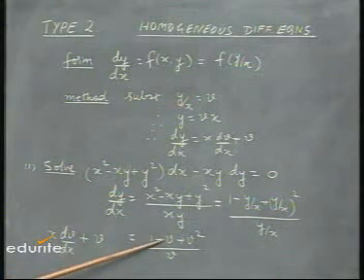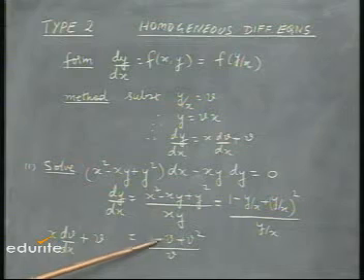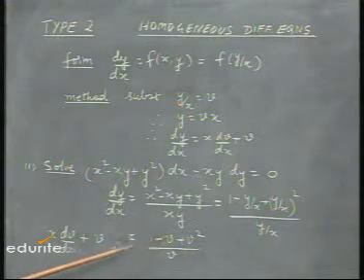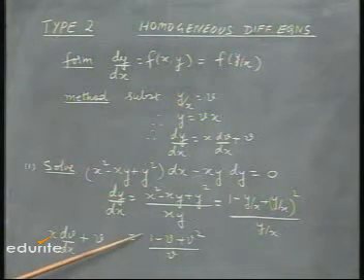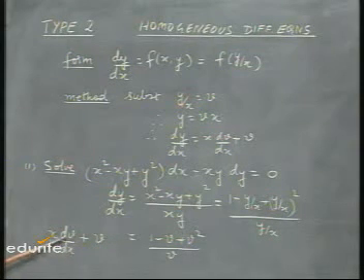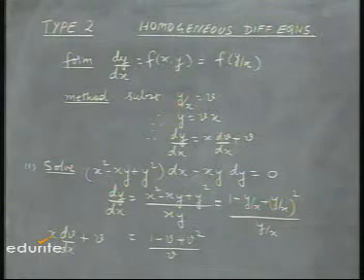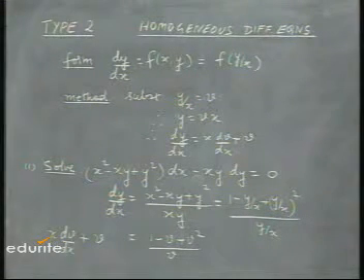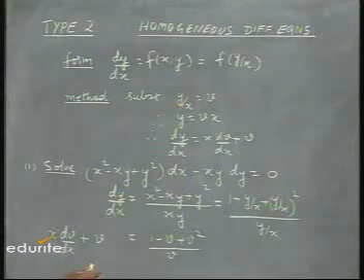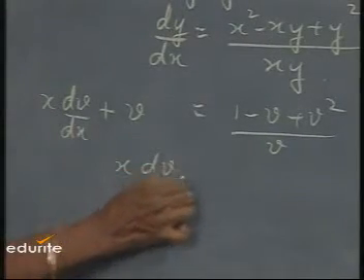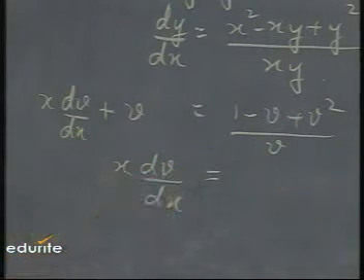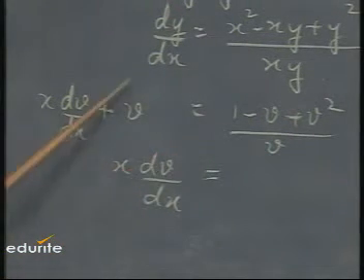then it makes our work simpler because all we have to do is substitute y by x equal to v. Now when we do that, we have already found out that dy by dx is equal to x dv by dx plus v. Now we have to solve the problem by separating the variables. There are two variables, x and v. So from this we get x dv by dx is equal to this term minus v.